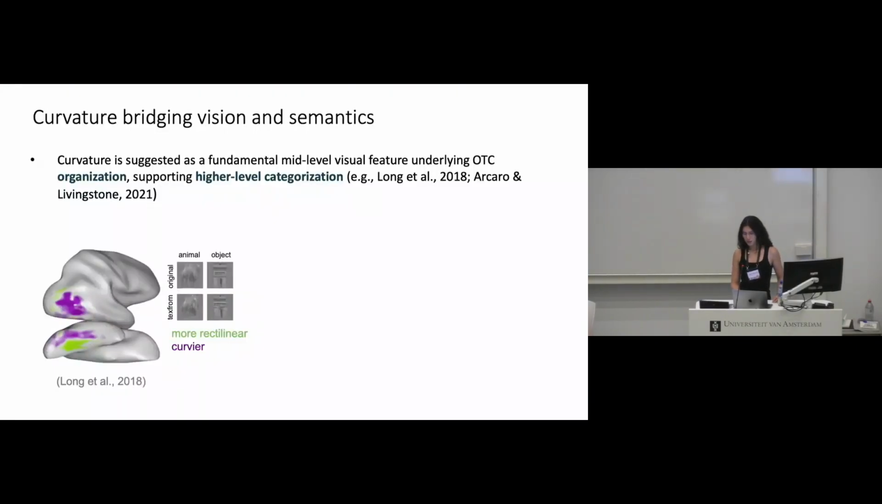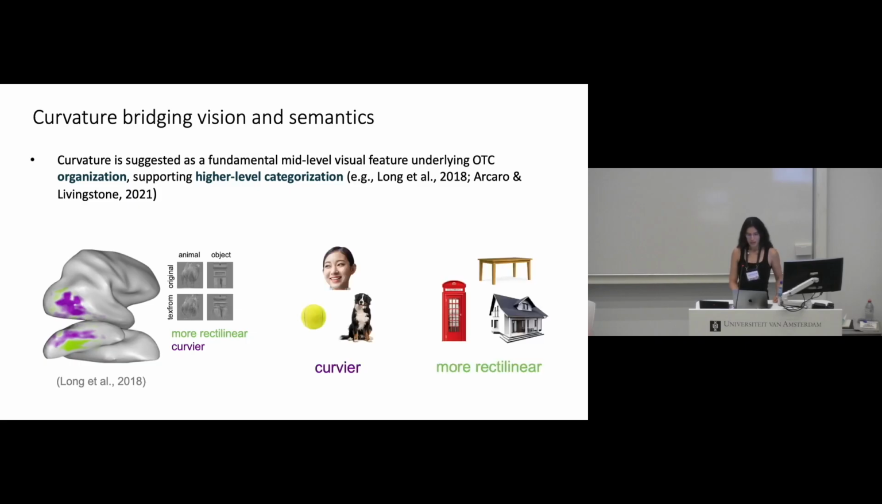And here, curvature is suggested as a fundamental mid-level visual feature underlying occipitotemporal cortex organization and supporting high-level categorization. Studies using more controlled object images show that curvature divides the OTC into broad gradients of curvy and rectilinear preferences. Curvature is correlated with semantics in the sense that categories like animals or smaller objects are usually more curvy, and larger objects or scenes are usually more rectilinear. Because of this relationship, curvature may act as an organizational principle, constraining the space in which different object categories map on the cortex.